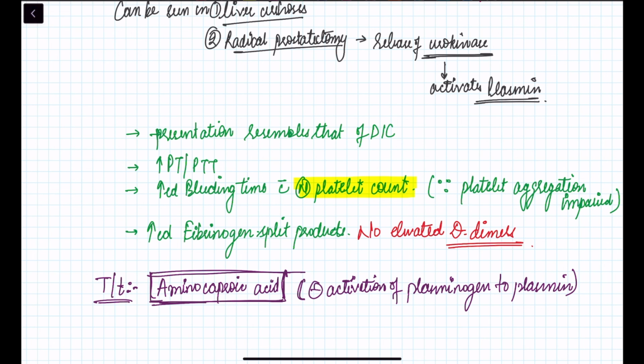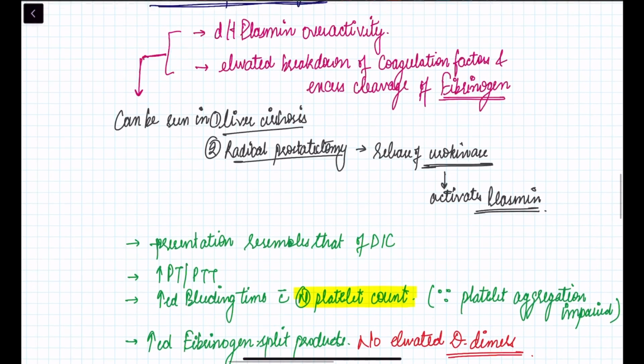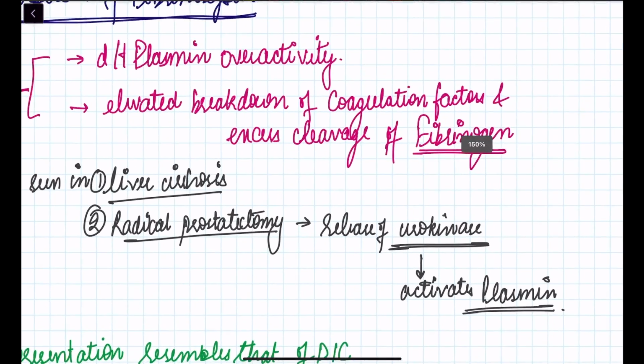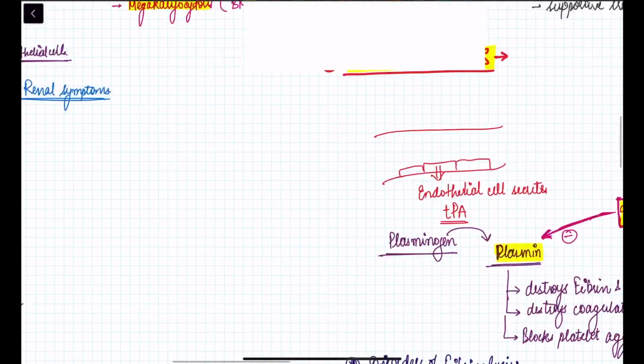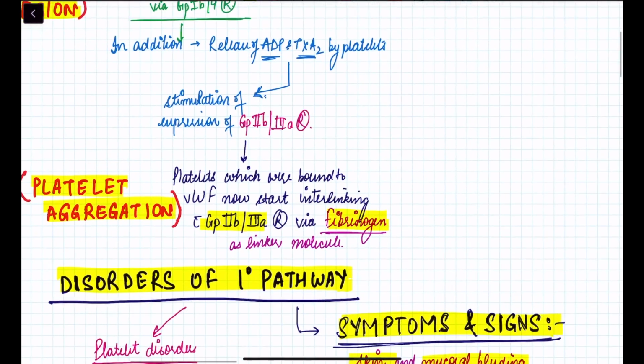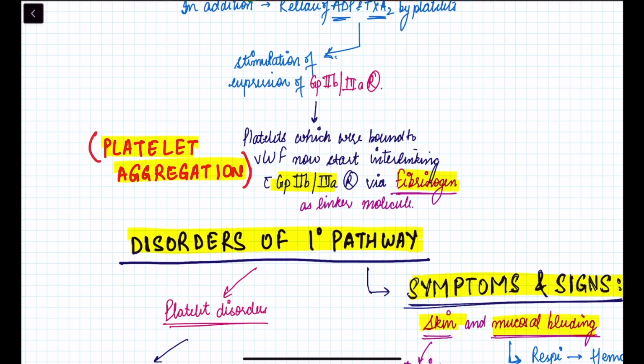So why is this happening? The platelets are normal, absolutely normal. There is no damage to the platelets, but the platelet aggregation has been impaired, right? Because the linker molecule in platelet aggregation was fibrinogen. Let's go back and see where this was, so that we can remember it. So here in GP2B3A interlinking of platelets, we had fibrinogen as the linker molecule.